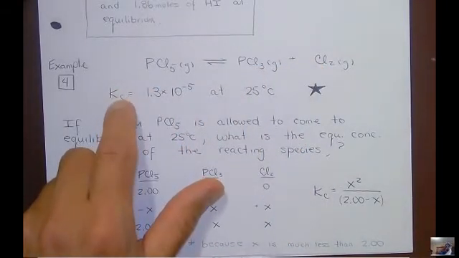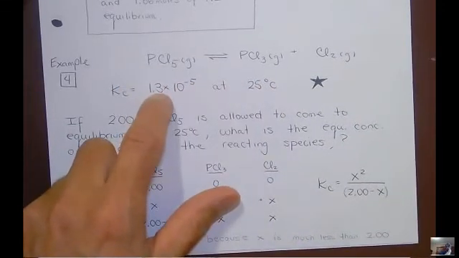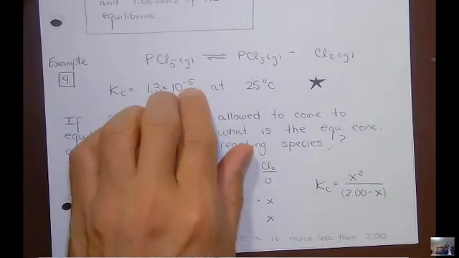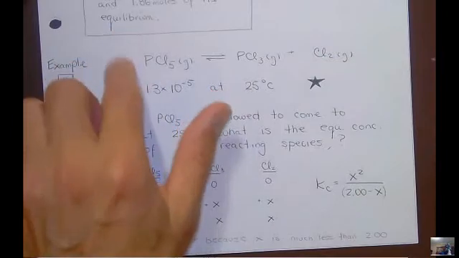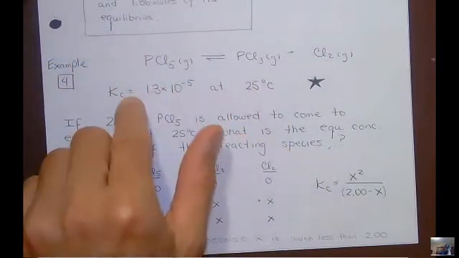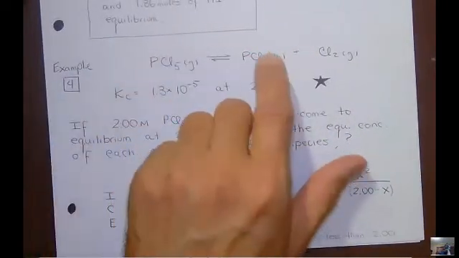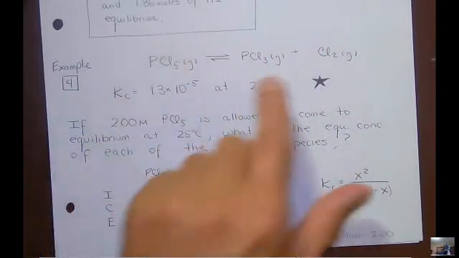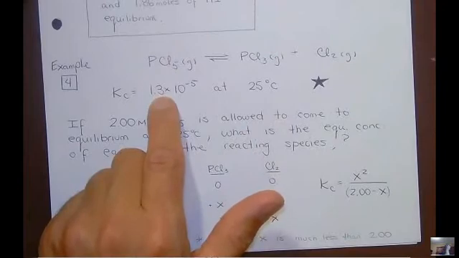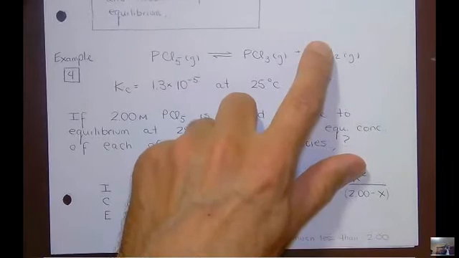The Kc is given to us at 25 degrees. It has a Kc of 1.3 times 10 to the minus 5 molar. So this is only going a little bit of the way to the right. Most of it stays as phosphorus pentachloride. How do I know that? Because Kc is the products divided by the reactants. The coefficients become the exponents. So it's this times this divided by this. Well, this times this divided by this at equilibrium is always going to be 1.3 times 10 to the minus 5. That's tiny. That means these concentrations are very low.